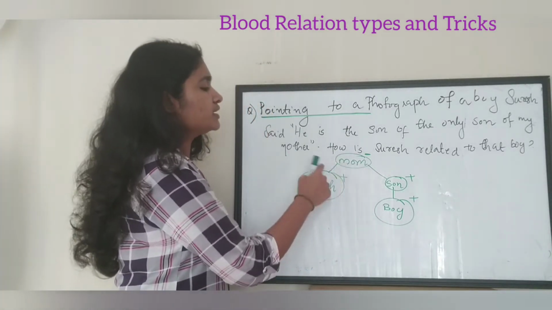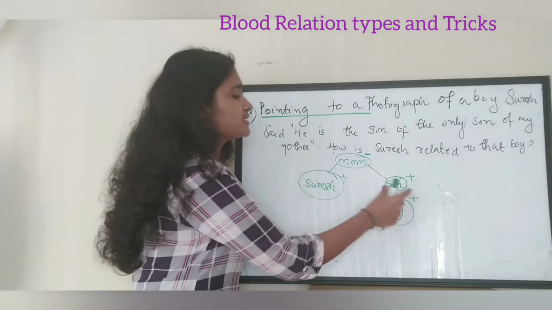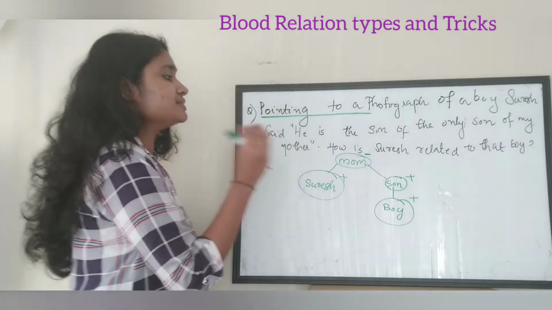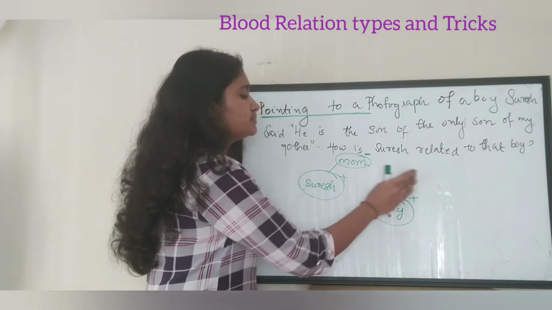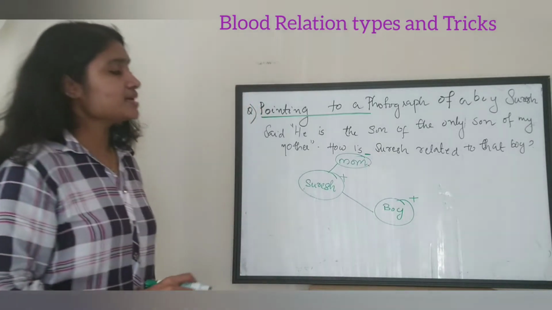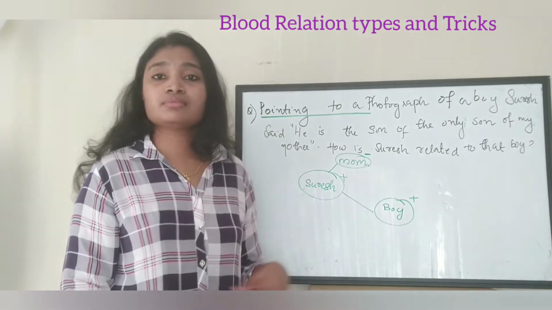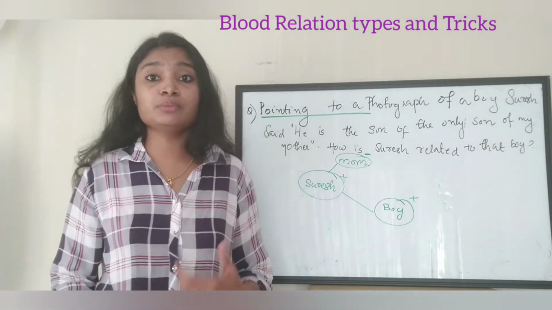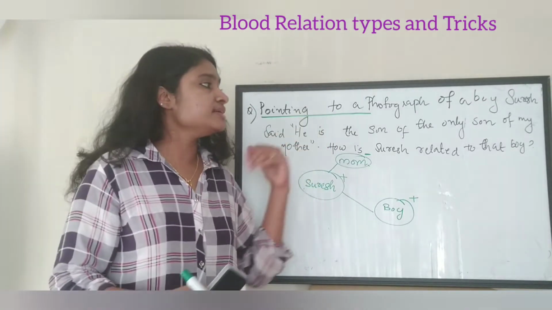Now, here we are confused with two things. Here, I've drawn a circle, Suresh, and there is a son. And from the statement, it is very much clear that this son is nothing but Suresh. Right? So this is the family tree here. So what is the relationship between Suresh and boy? Suresh is the father of that boy. Okay, so I hope this is clear. So this statement is really confusing.